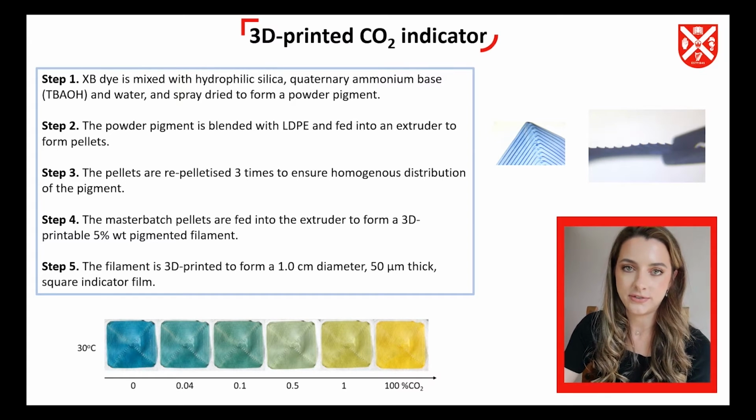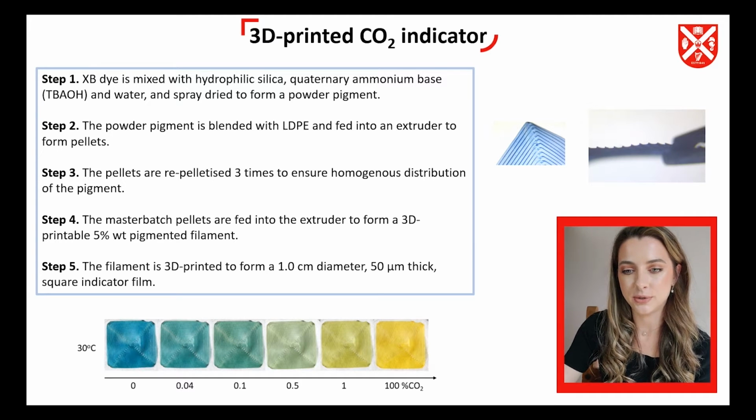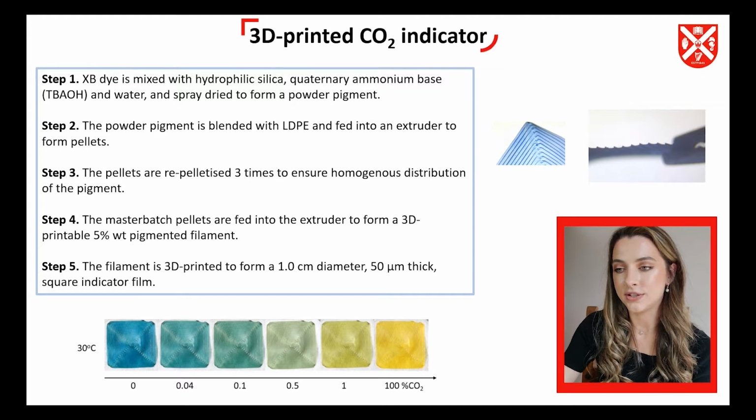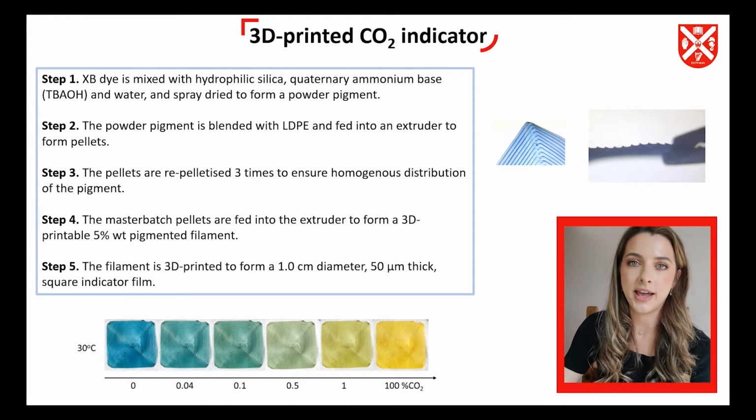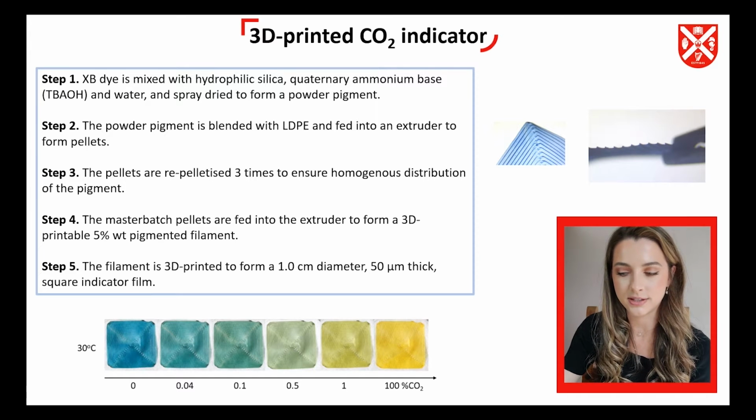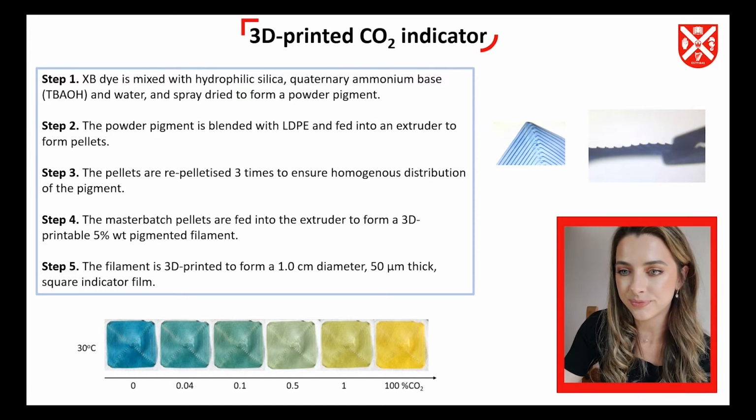And of course then this filament is 3D printed to form the square of 1 centimeter diameter and 50 micrometers thick. And you can see the images of that on the right of the screen here. And down below you can see the transition of the colour from 0% CO2 all the way up to 100%. And you can see the nice transition from blue to yellow. And all of this work was conducted at 30 degrees because that's the temperature of the skin in the areas of the body that we're interested in regarding chronic wounds.